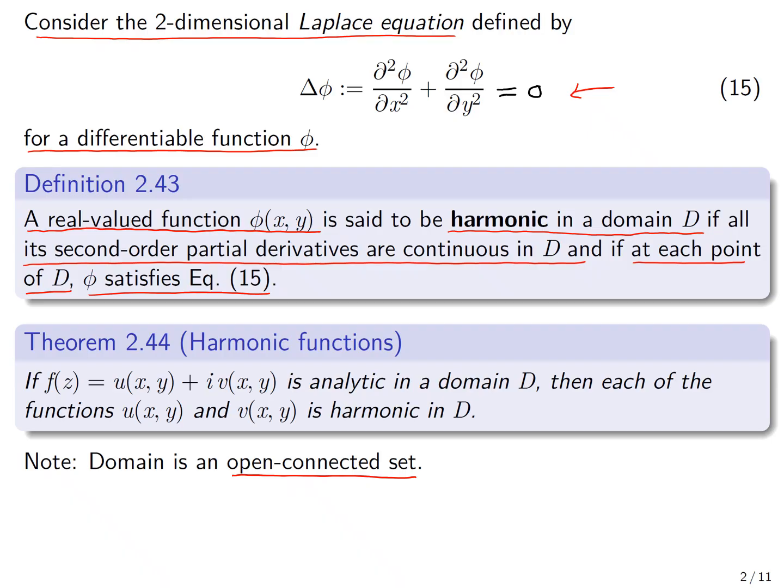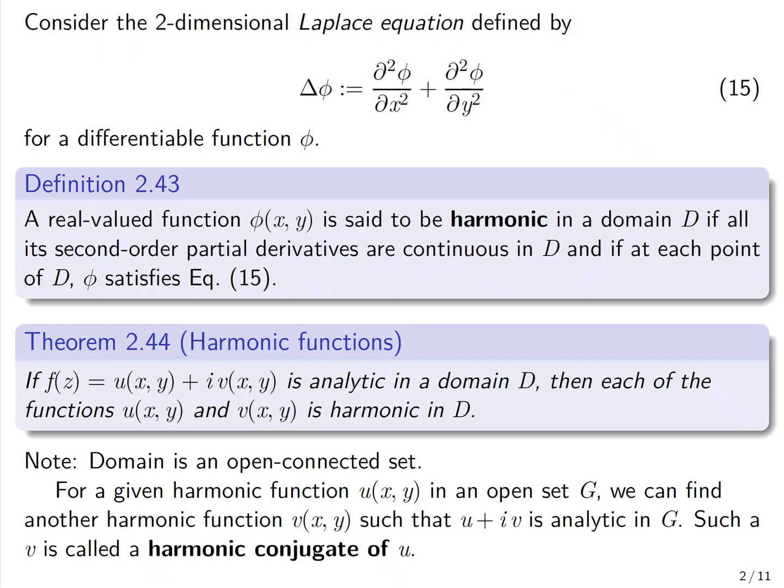So then we have this interesting theorem for harmonic functions. It says that if you have an analytic function, with u and v as the real and imaginary parts, that is analytic in domain D, then each of the functions, the real part and the imaginary part, are harmonic in D. That's a very interesting result. That means if you know that a complex function is analytic in a domain, then the real and imaginary parts satisfy the Laplace equation, or are harmonic. So that's a very important result.